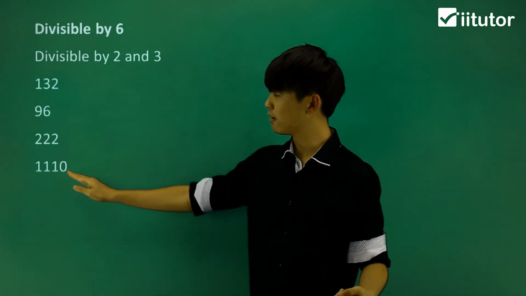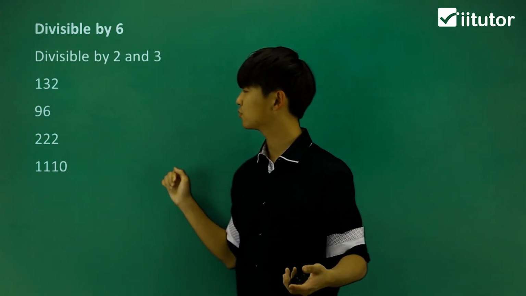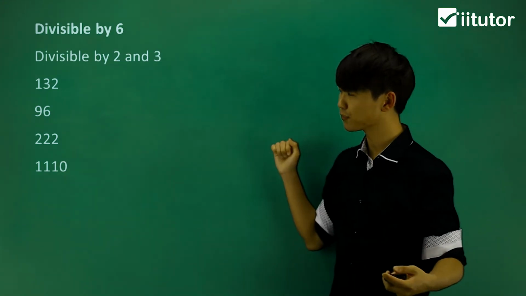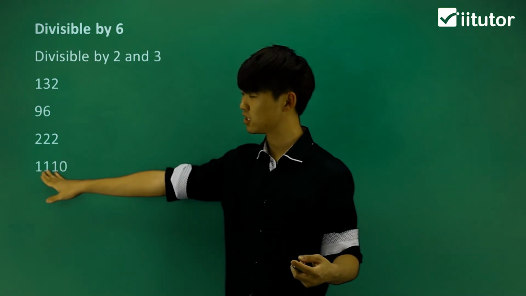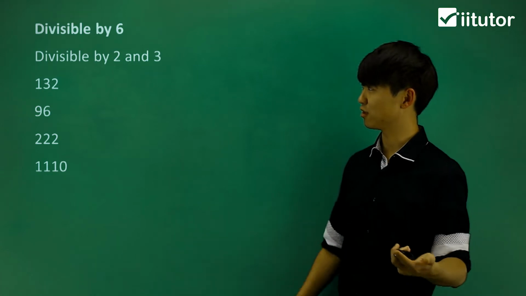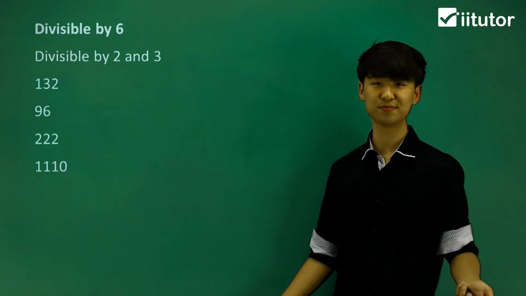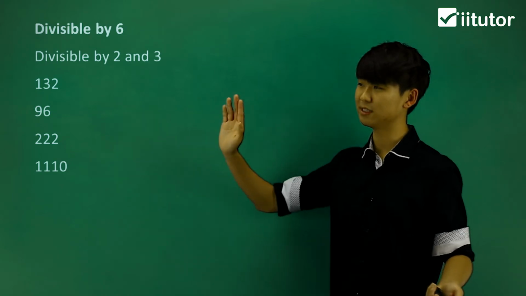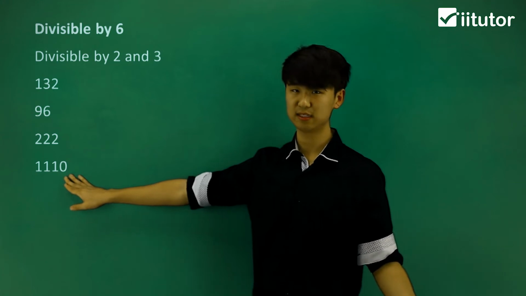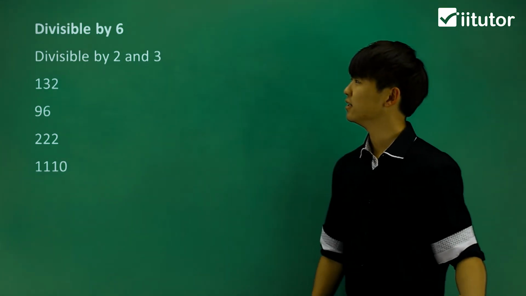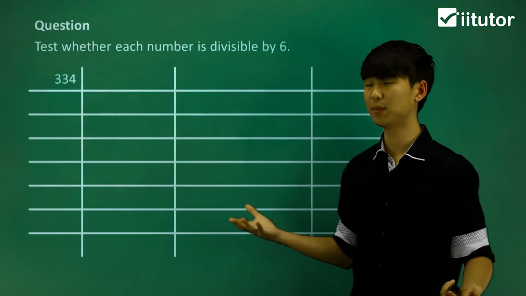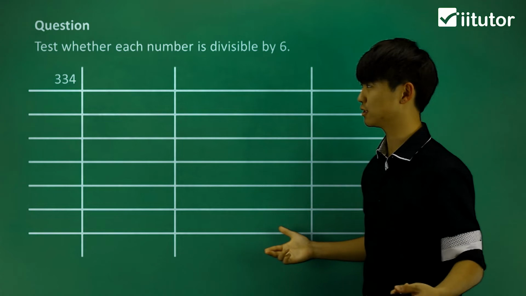Now one more example, we have 1110. It ends in a 0, so this number is going to be divisible by 2. And if we want to see the sum of the digits, 1 plus 1 plus 1 plus 0 gives me a sum of digits equal to 3, which is divisible by 3. So this number is divisible by 2, and it's also divisible by 3, so it's divisible by 6 also. Now that's how we know if it's divisible by 6. So let's test whether each number in this table is divisible by 6 or not.